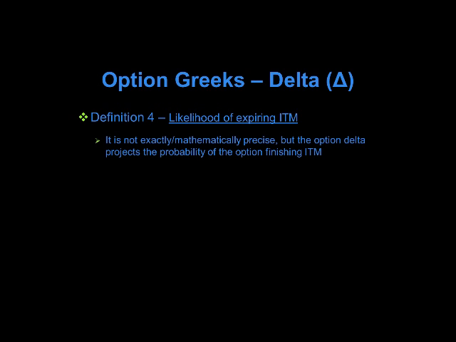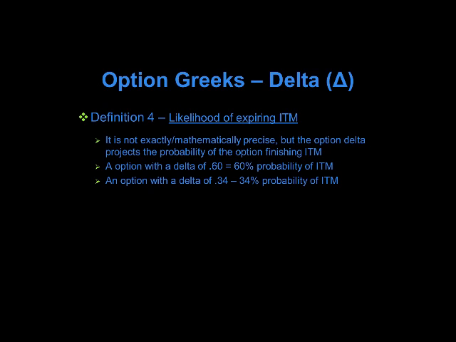And then obviously the likelihood of expiring in the money is pretty basic. It's not, as I said earlier, mathematically precise, but it's pretty darn close. So if you've got an option with a delta of 60, you've got a 60% chance of finishing in the money. An option with a delta of 34 gives you a 34% probability of finishing in the money.